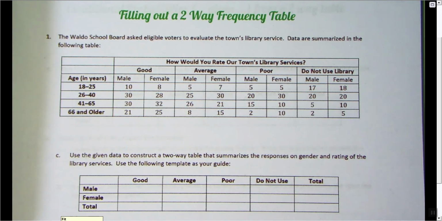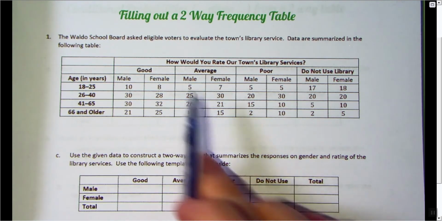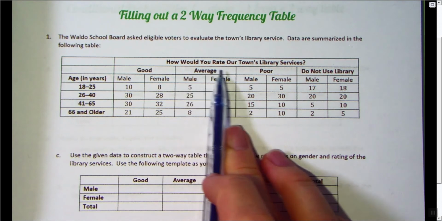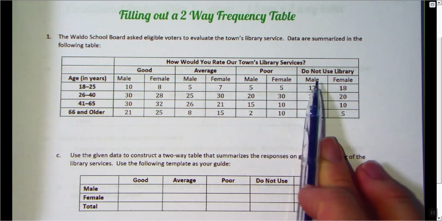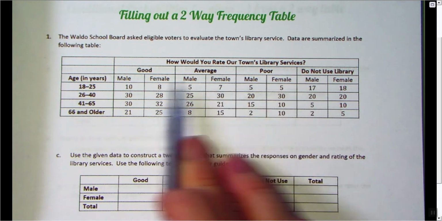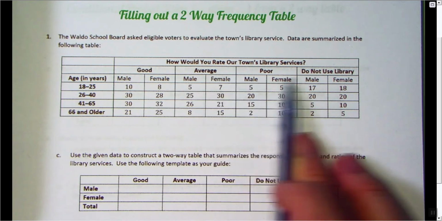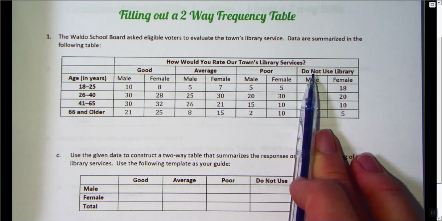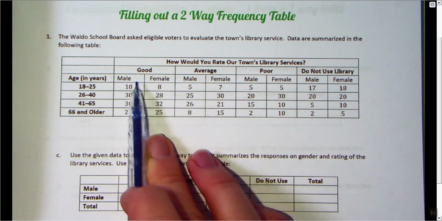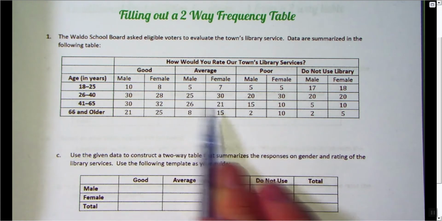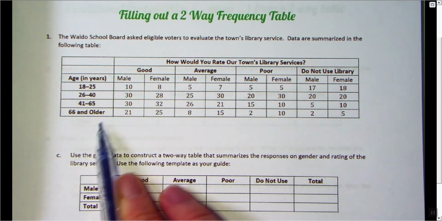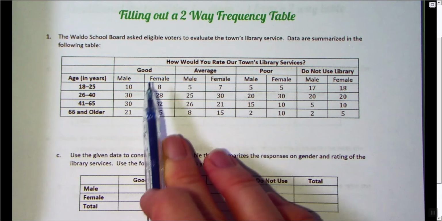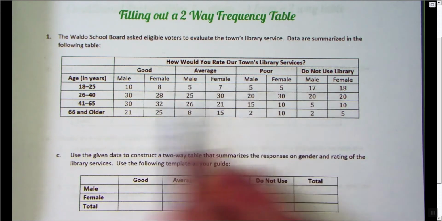This video is about how to fill out a two-way frequency table. So here we have data about how would you rate our town's library services, either good, average, poor, or they don't use the library. Now, this is categorical data. It fits into categories. And this data is being divided up into several different ways: by gender, male, female, and by age, what age group they're in. Okay, this is being categorized in multiple ways, both their rating and their gender and their age.